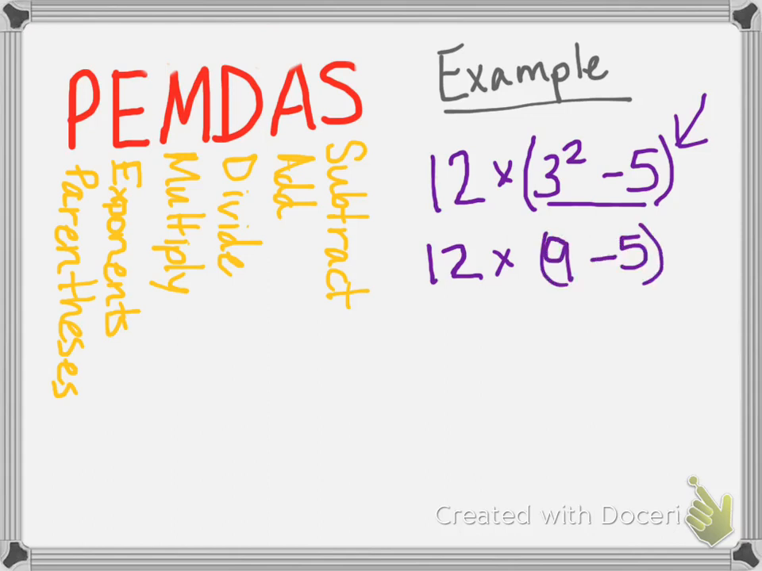Now we can go ahead and do the parentheses step. Now we don't have any exponents left. We just have a multiplication problem. And we end up with 48. Ready to go to the next slide, so if you need more time to copy, make sure you pause.